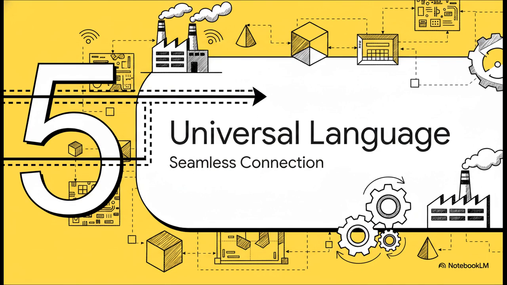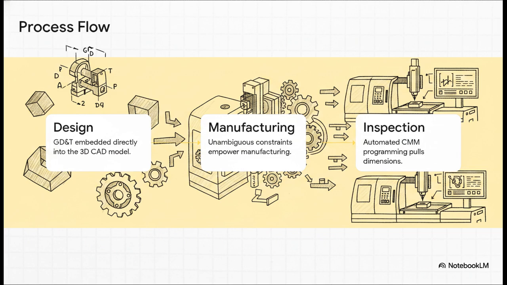And that brings us to Section 5, the Universal Engineering Language. When a company uses this correctly, model-based GD&T flows seamlessly from the designer's brain straight into the CNC machine and right over to the inspection software without anything getting lost in translation. By embedding what we call semantic or machine-readable GD&T directly into the 3D CAD model, that digital file becomes the absolute single source of truth. Manufacturers get crystal clear constraints that reduce their setup costs, and the quality control team can literally automate their coordinate measuring machine, or CMM programming, because the inspection software just pulls the tolerances directly off the digital model.